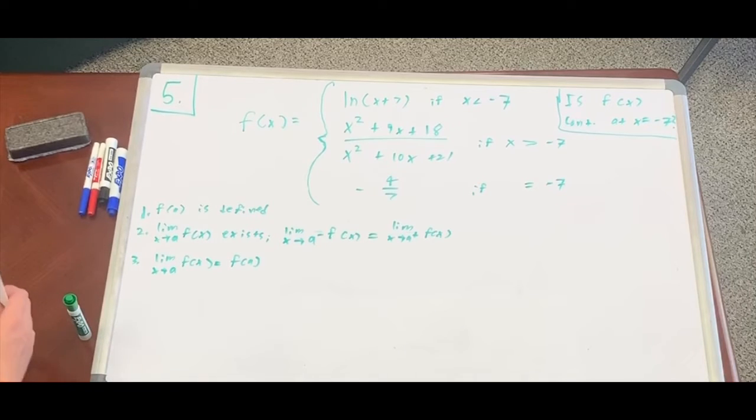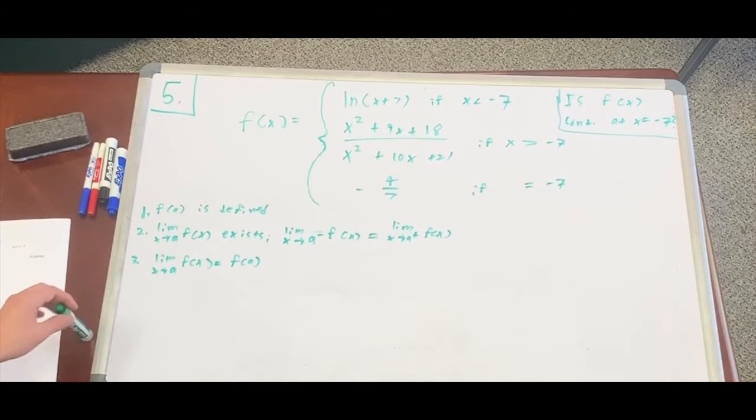Hello and welcome to the limit group worksheet worked out solutions. So we'll first take a look at number 5. This is a really good continuity at a point problem.